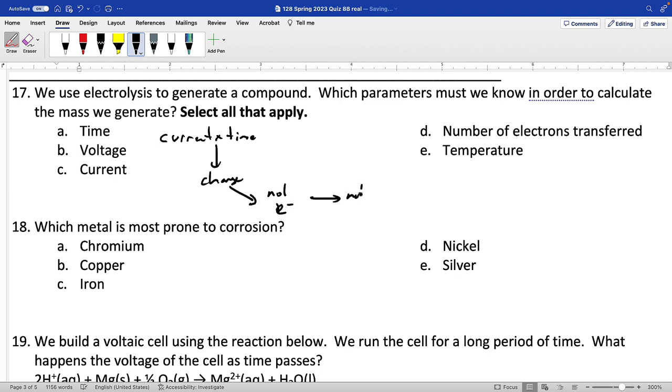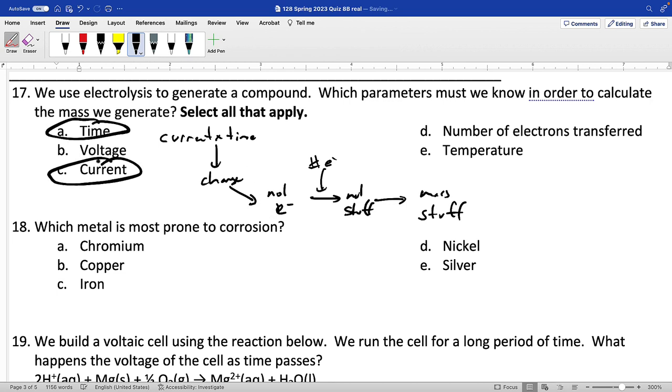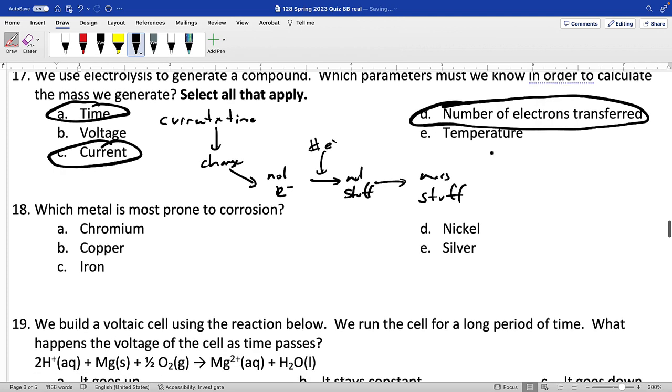Then we have to look at the moles of stuff that we're trying to make that's not electrons, right? So for that, we do need the number of electrons transferred. And then moles of stuff, we can convert to mass of stuff if we have the molar mass. So look what we need here. We certainly need time, and we certainly need current, and we need numbers of electrons transferred. Now, if we wanted to calculate mass, we'd also need molar mass that's not given here, so we can't circle it. If it were, we'd have to circle it. But notice temperature and voltage are irrelevant. We need those for voltage problems, but not for these kind of stoichiometry problems.